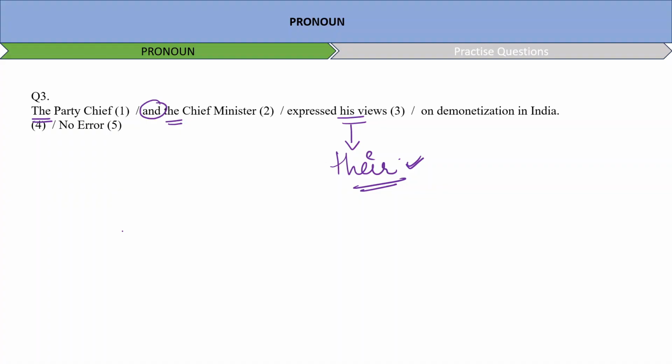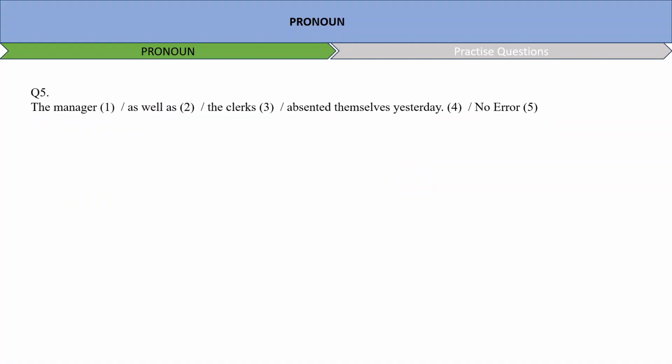Next, the manager as well as the clerks absented themselves yesterday. So we have to replace themselves with himself. Why? If you ask me, I'll tell you why. Whenever two nouns are used with connectors like as well as, the pronoun must agree with the first subject.